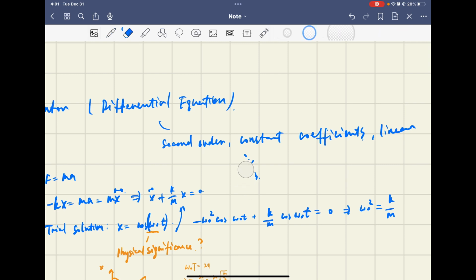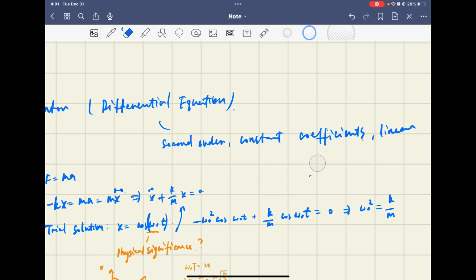By the term constant coefficients, it's kind of easy to understand. It's just that the number in front of the derivatives should be constant. It means that if we have an equation of motion like this, A, B, C, and D should all be constants.